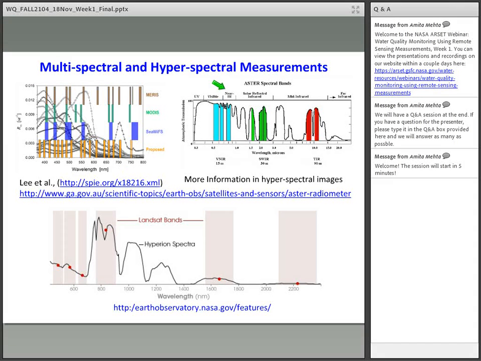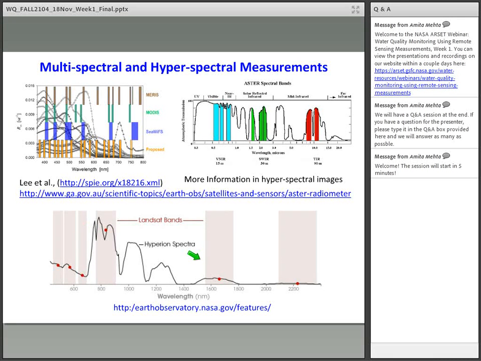This particular spectrum here is chosen from the ASTER instrument or sensor from the Terra satellite. It has about 14 bands, and they have slightly higher resolution of 15 meters in certain regions as well.